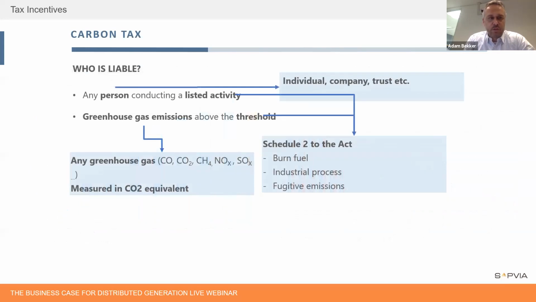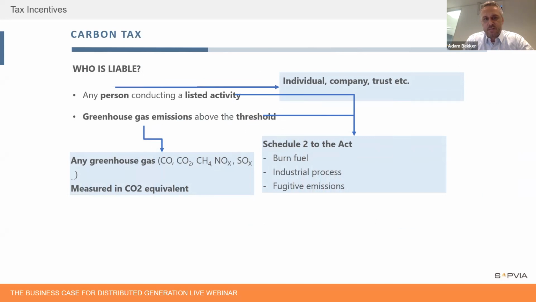Right, so just very briefly on carbon tax, starting with who is liable. In other words, which of our customers is this going to be relevant to? What the Act says is that any person who conducts a listed activity and who emits greenhouse gases above a certain threshold is liable to the tax. So that's quite a broad definition.